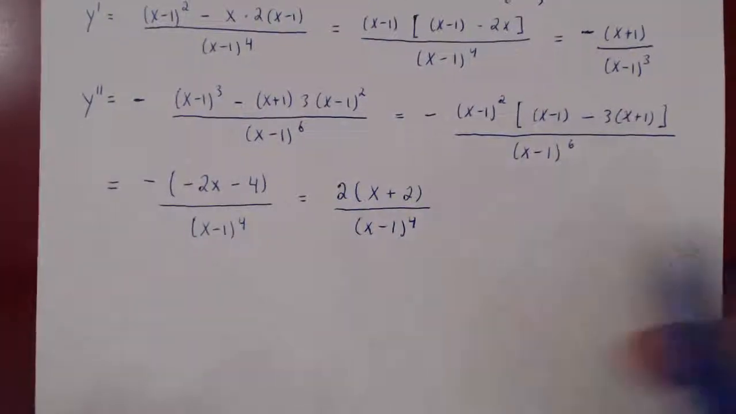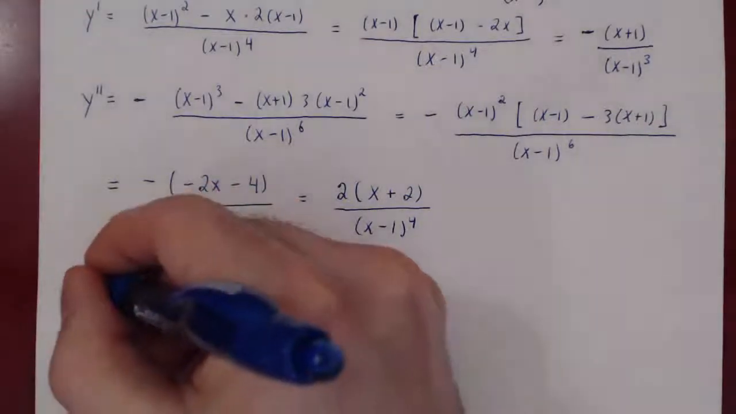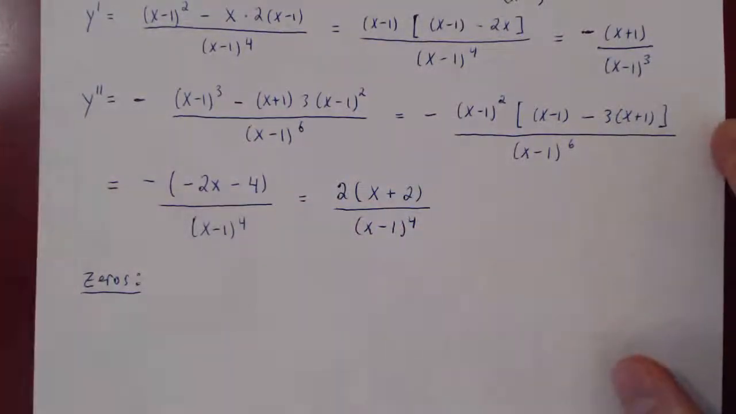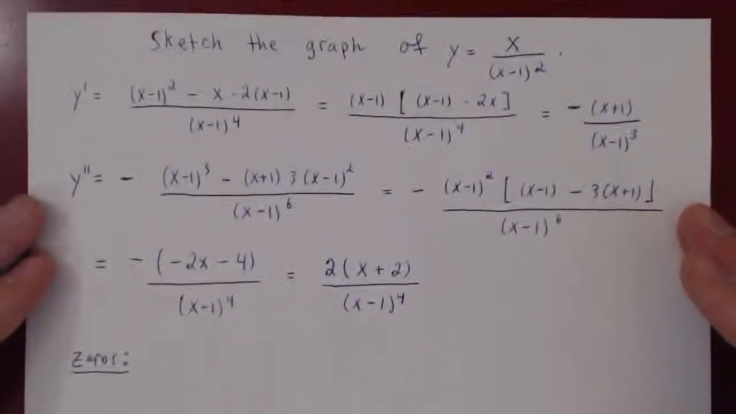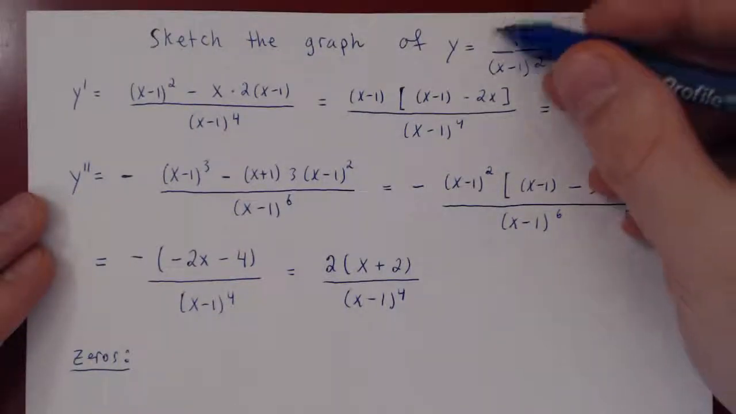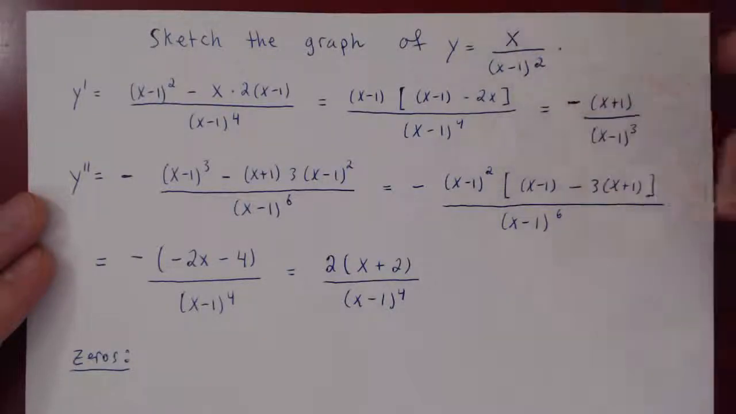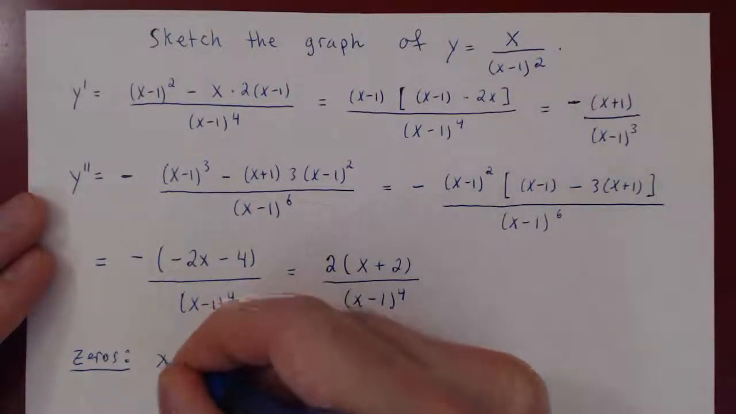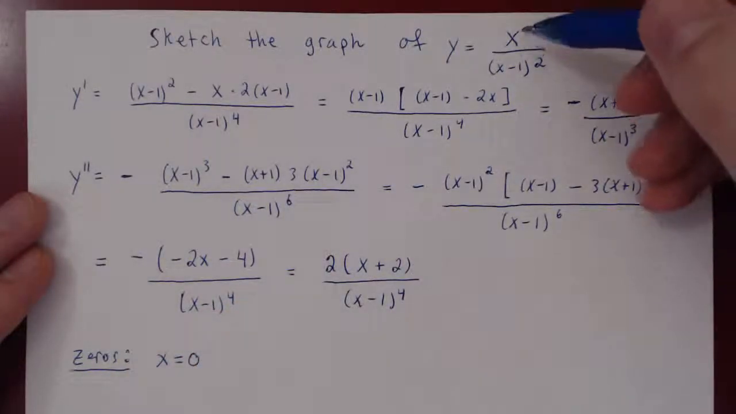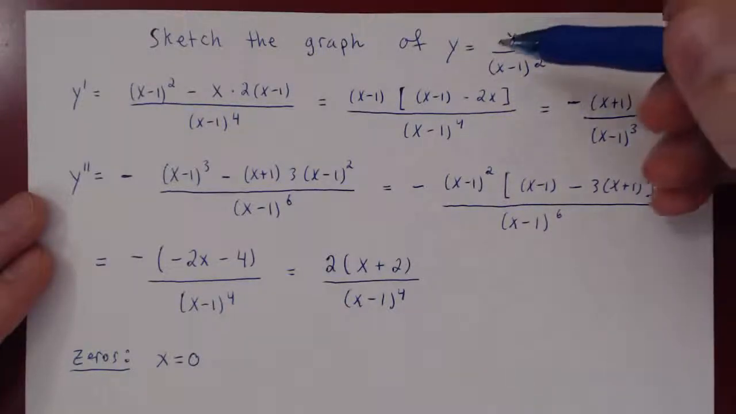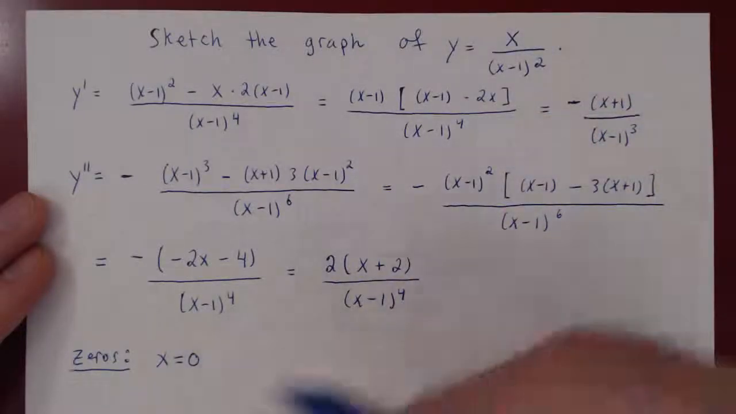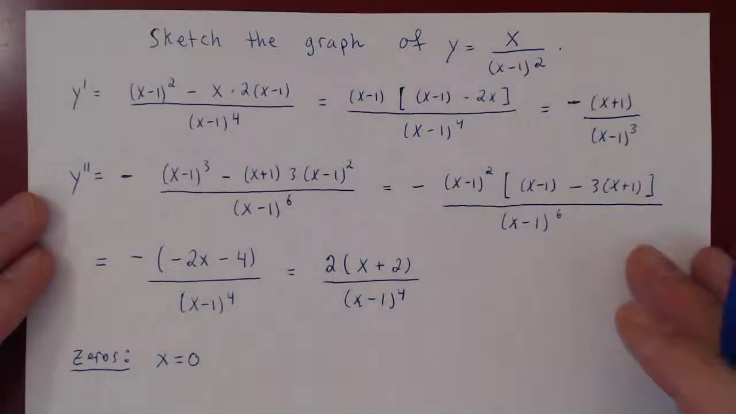Let's look for possible zeros of our function. So where could y be equal to 0? Since y is a rational function, it can only be 0 if the numerator is 0, and of course x will be 0 when x is 0. So we have a single 0 of this function when x is equal to 0. And if you look for the y-intercept, this is the y value when x is 0. Of course, this gives us 0 again. So x equals 0 is a zero and the y-intercept.